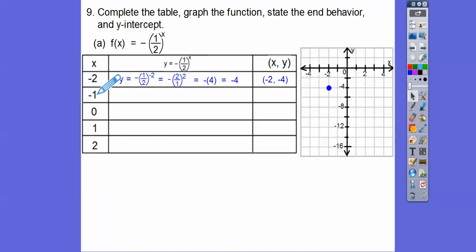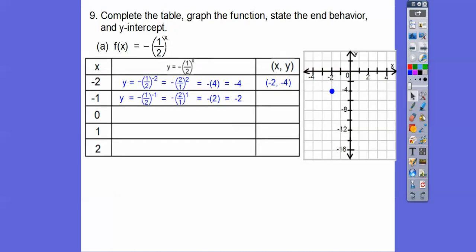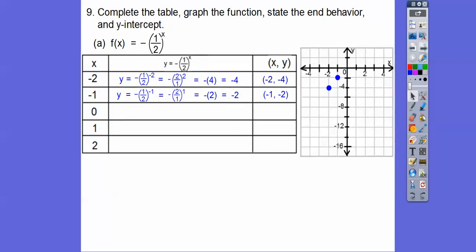All right, let's plug in this value, -1. It's going to be -1/2 to the -1. Flip the fraction, it becomes 2 over 1 to the +1, but remember that negative's there, so we get -2. Anyways, so we get -1, -2. Okay, so when I graph that guy, go to the left 1 square because it's going by 1s, and go down 1 square because that's going by 2s.